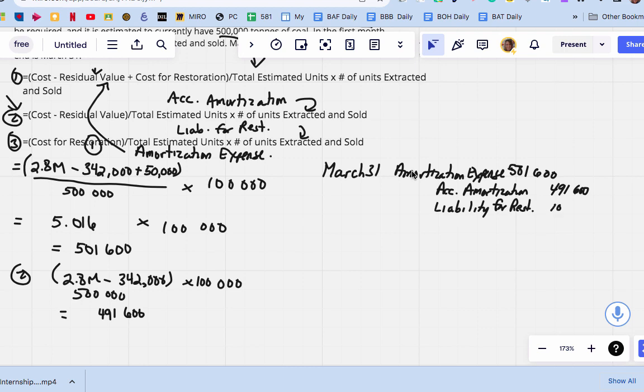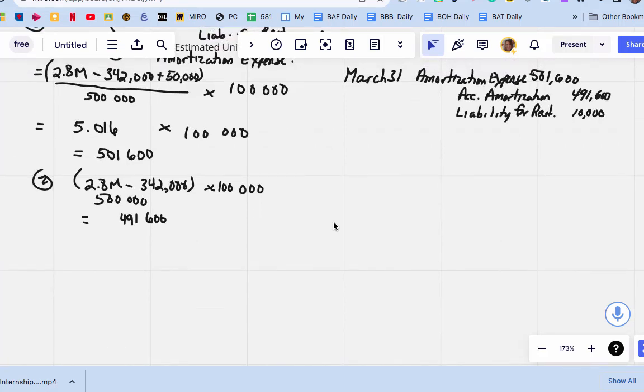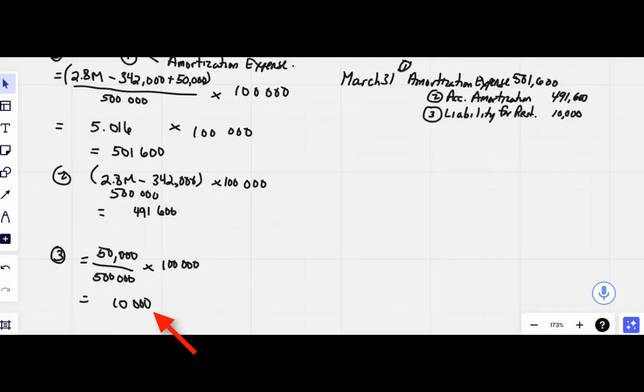So let's just do our third formula and see if we come up with that $10,000. If we do, chances are you are on the right track. So let me just scroll down a little bit here to make room. I'm going to keep that there on the screen. So again, our last formula is going to be just the $50,000, the liability for restoration cost. Divide that by the $500,000 and multiply that by the $100,000 that they extracted and sold. So once you do the math here, you're going to get $10,000, which you're going to put here.